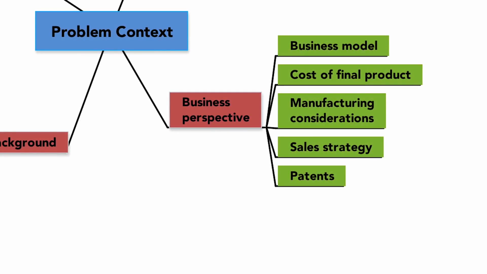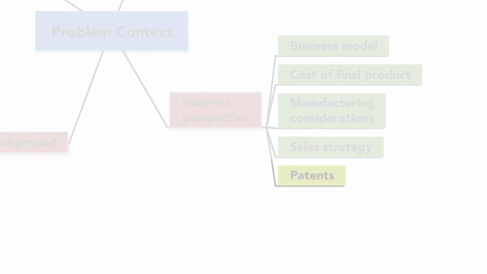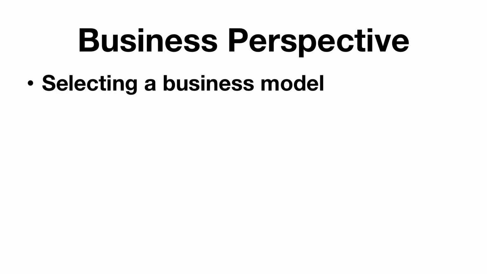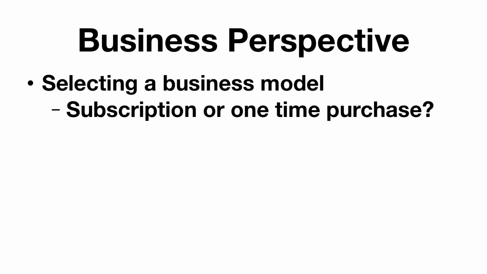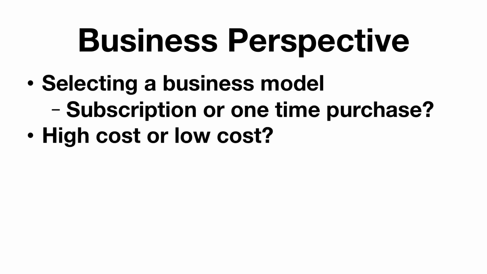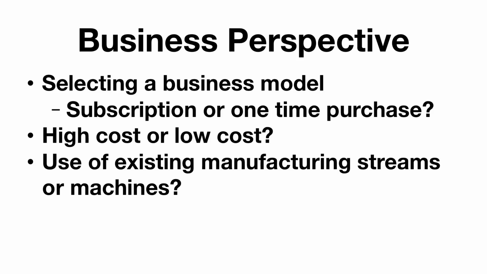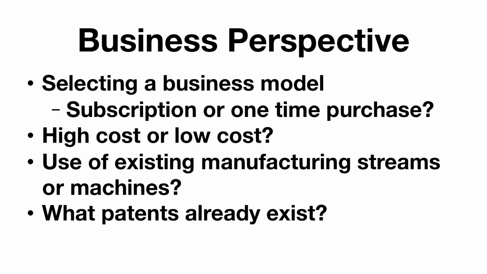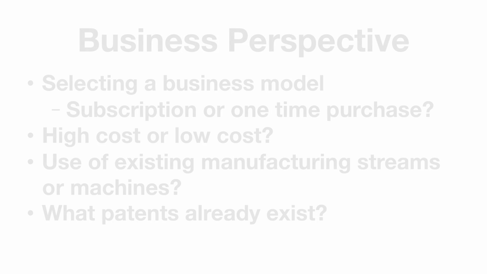The final category of information that we need for our design context review for the design of the water bottle has to do with business concerns, namely answering questions like what business model will we use, what cost structure, what are the manufacturing considerations, how will we sell this water bottle, and what patents do we either need to file for or avoid in the design of our water bottle. When selecting a business model, we may want to consider a subscription model or a one-time purchase of the water bottle. We also need to think about whether the water bottle should be high cost or low cost, whether we plan to use existing manufacturing streams or machines, and what patents for water bottle design, spout, and handle already exist.